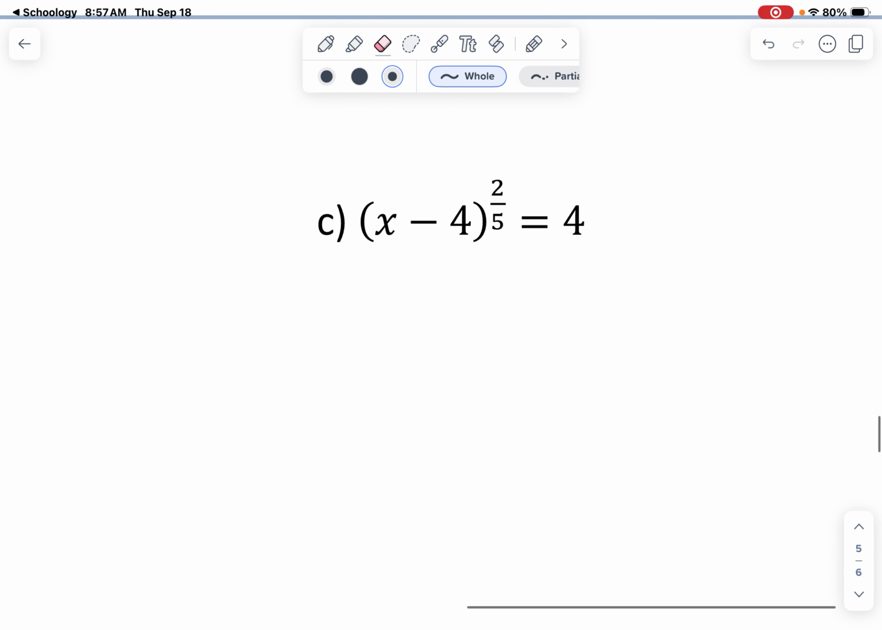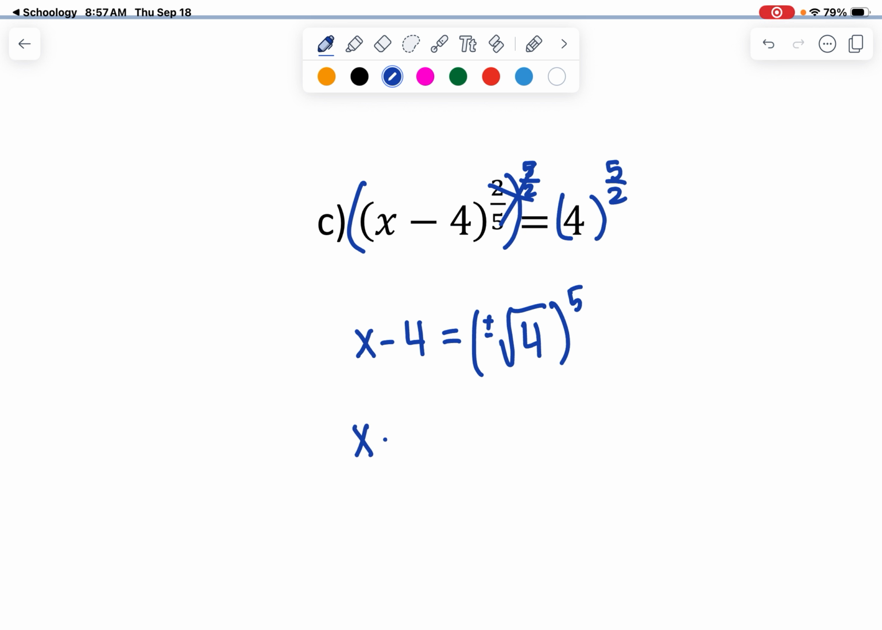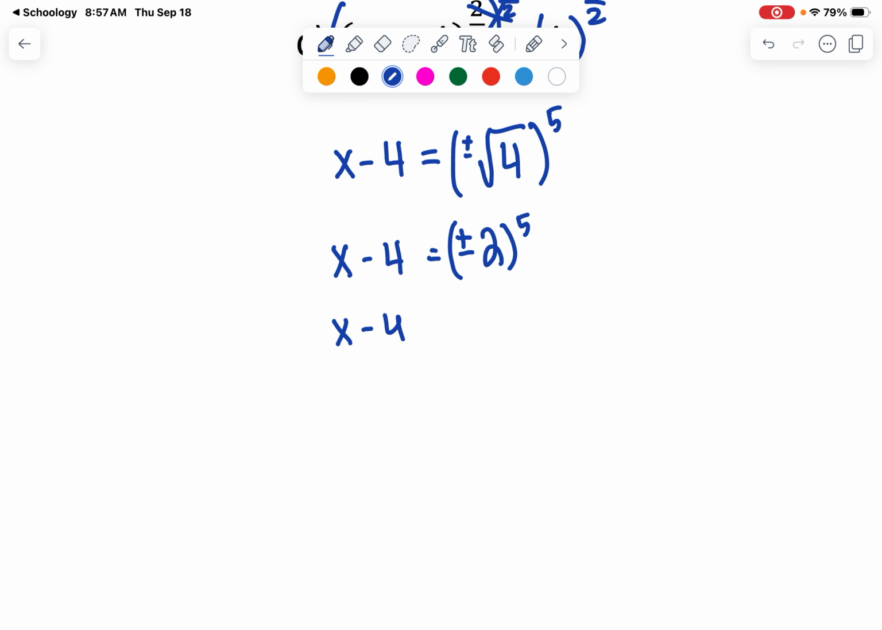I have to get rid of that 2/5 power so I can get x minus 4 by itself. So it's a power to a power, and I want it to be a 1, so I'm going to do 5 halves. And I have x minus 4 is equal to, this is 10 over 10, so that's 1, they cancel. And then same idea here, I'm doing the square root of 4, right? So since it's a square root, I have to do plus or minus, to the 5th power. x minus 4 is equal to plus or minus 2 to the 5th power. x minus 4 is equal to plus or minus 32.